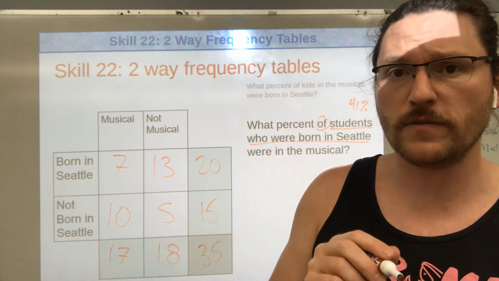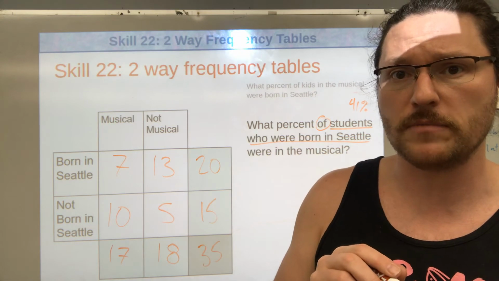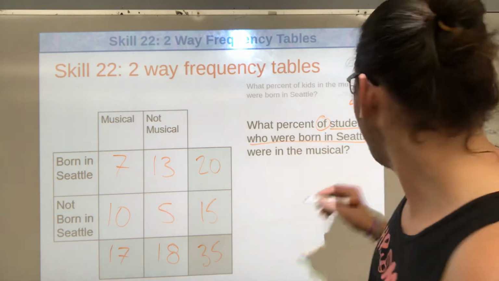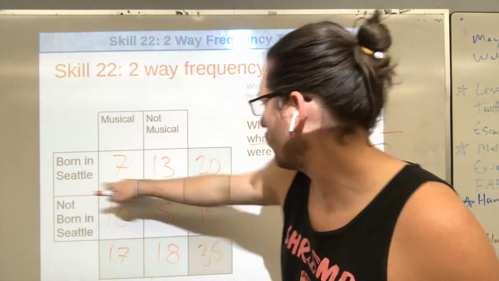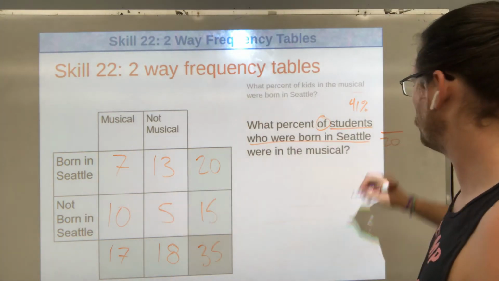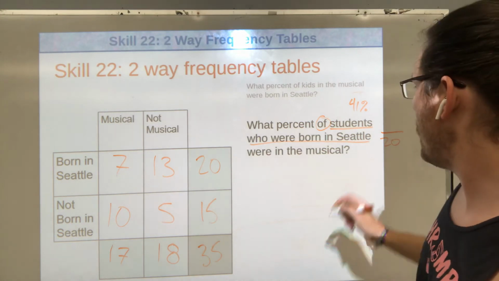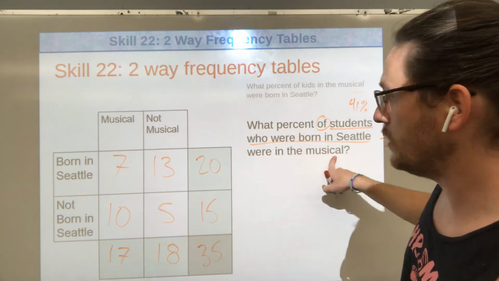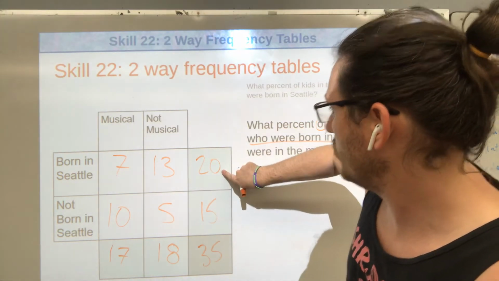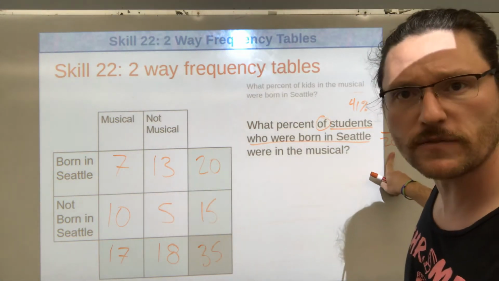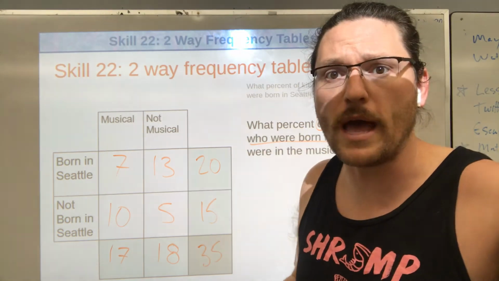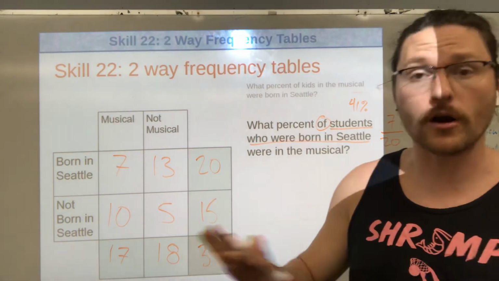Take a second, pause the video, see if you can figure out what the number on the bottom needs to be. Okay, so the number on the bottom here is the students who were born in Seattle, right? And if we look at born in Seattle, we've got 20 kids who were born in Seattle. And then how many of those were also in the musical? Let's see, here's our born in Seattle. Again, it's 7. But this time our number on the bottom is different because I asked the question in a different way.